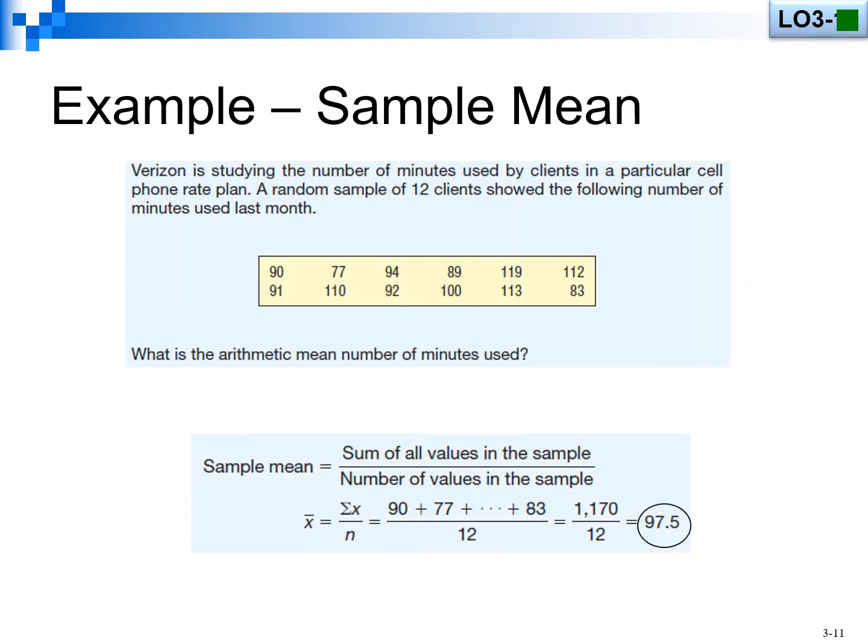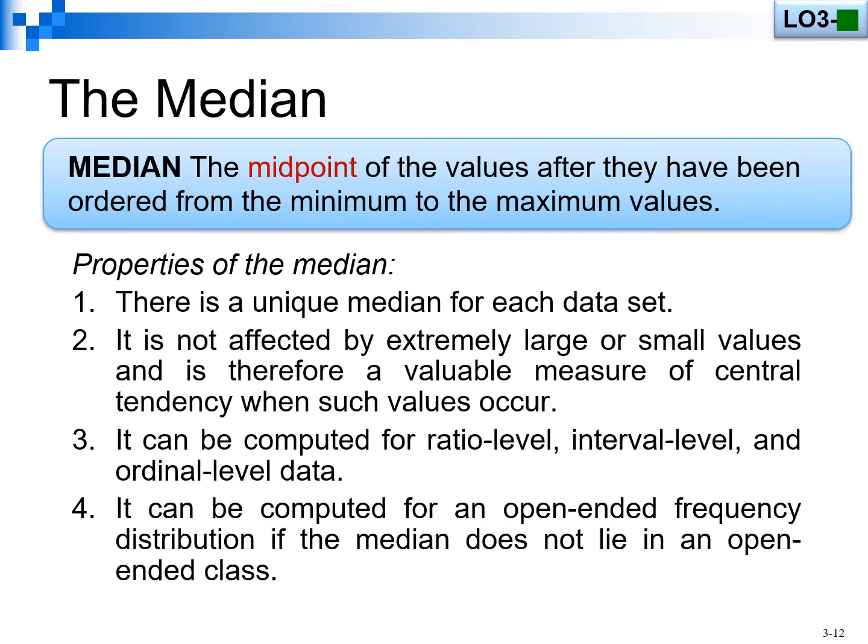And as you can see in this example, it's literally the same idea. If this was our sample, there's 12 clients. You simply get a total, add them up, which in this case was 1,170 divided by 12. You get an average of 97.5. That would be X bar.